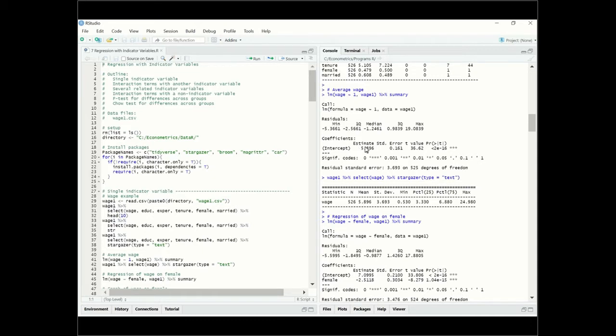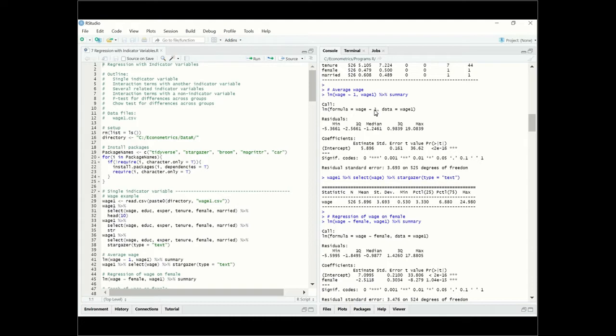And so here, this 5.89 is exactly the same as if we use Stargazer and we select the variable wage from the data frame wage1, and we summarize it with Stargazer. So this 5.89 is exactly the same as this 5.89, which is the intercept of the regression of wage regressed on a constant.